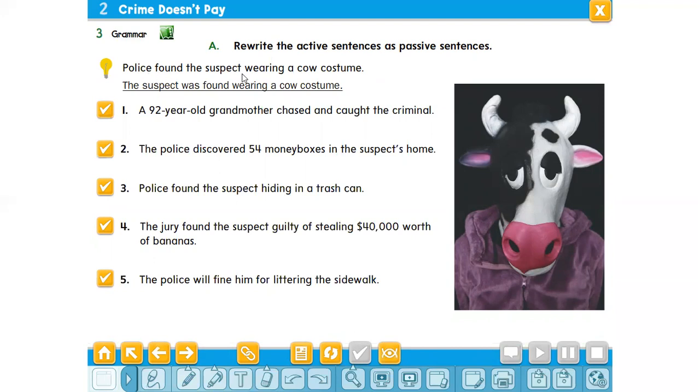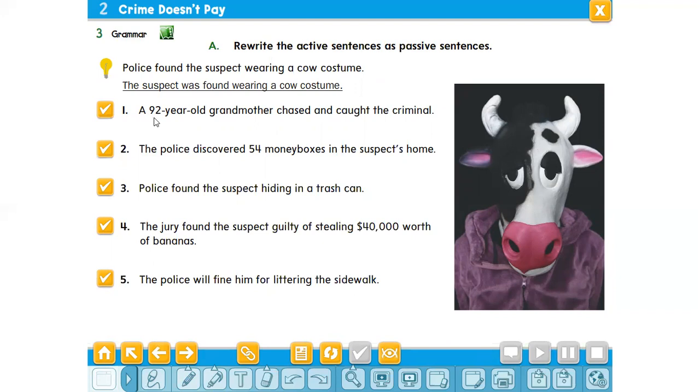Police found the suspect wearing a cow costume. Here we will start with the object, okay? The suspect. What is the main verb? Found. It's in the past form. So we will use verb to be in the past form, was. And the past participle of found is also found. And we will complete the sentence. Easy?